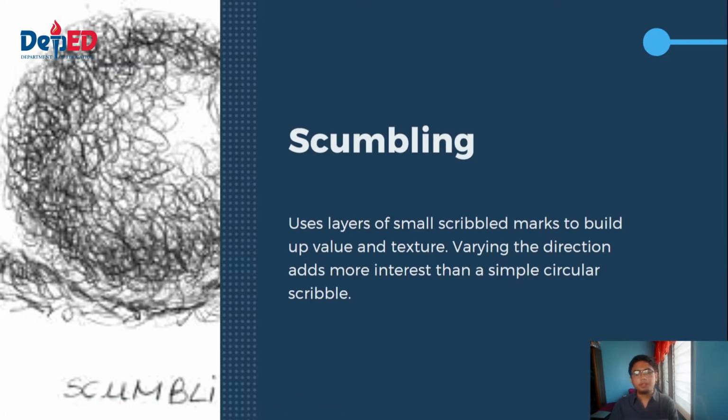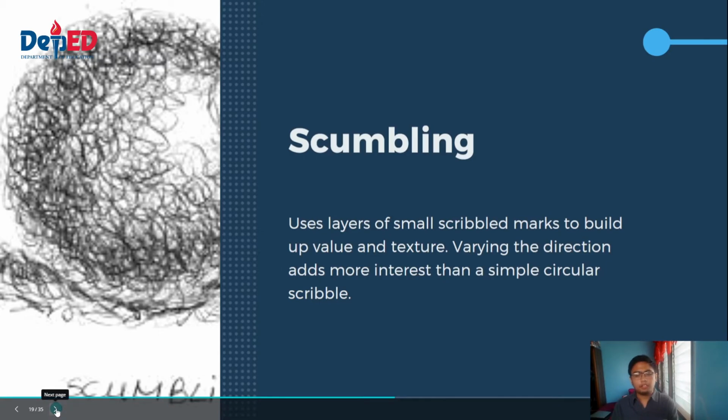Scumbling uses layers of small scribbled marks to build up value and texture. Varying the direction adds more interest than simple circular scribble. Basically, instead of straight lines or curved lines, you're using scribbles. Okay? Random shapes, random curved lines, or random circular motions of your pen to form an object. If you add different movements, different directions of your scribble, it can add meaning to it. So I'll show to you how it is done.